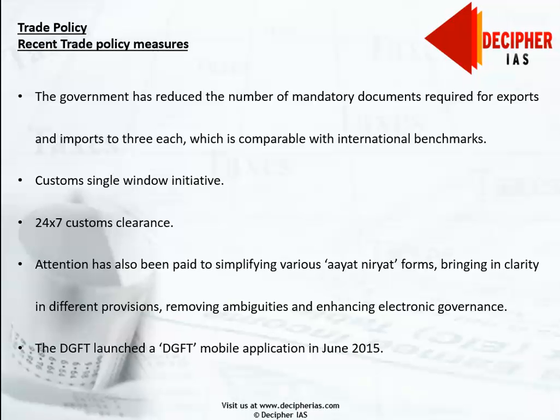Moreover, the DGFT launched the DGFT mobile application in June 2015. What does this application do? It allows exporters and importers to access the foreign trade policy and other related documents, which are easy to use and in a more searchable format, and they can even check the status of transmission of various authorizations and shipping bills, etc.